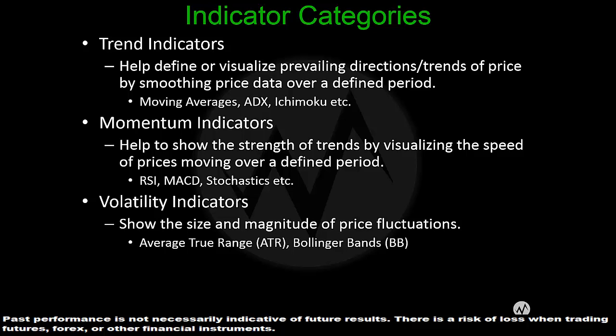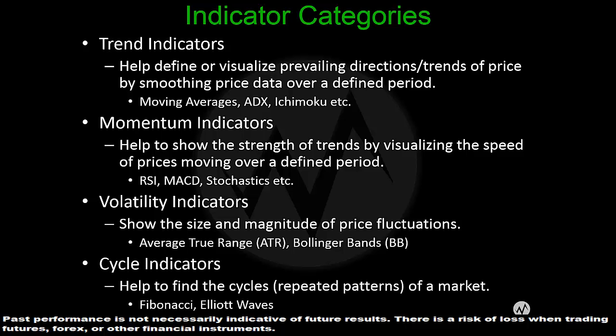You also have your volatility indicators, and these show the size and magnitude of the price fluctuations. So these are really good during times of, say, news announcements. They might be helpful so you can see how much price moves out of its normal range. So you have your average true range, the ATR indicator. Bollinger Bands are also used quite often out there.